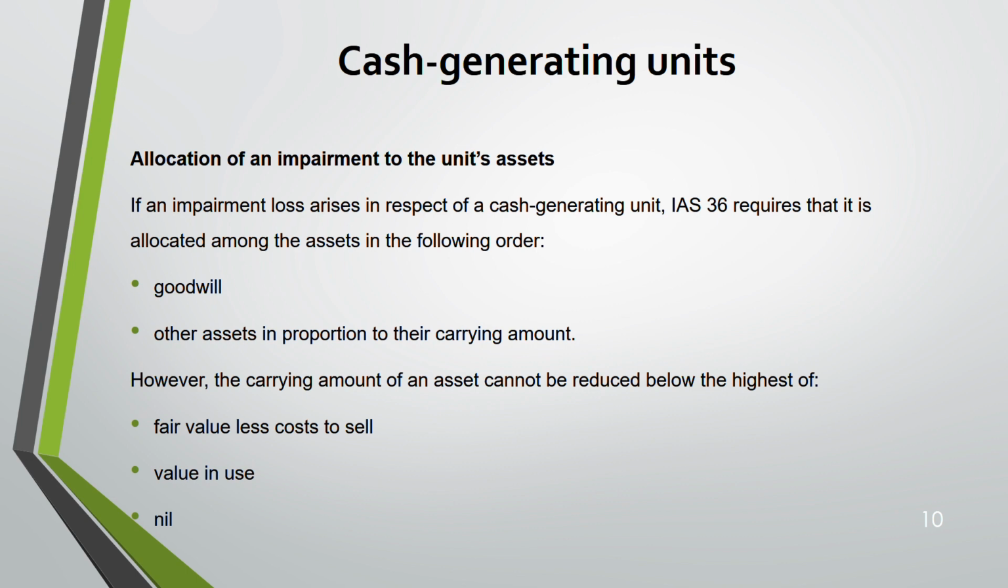That means your carrying amount of an asset cannot be less than nil. It cannot be negative. It cannot be reduced below the highest of. You have to see out of these three which is the highest, and you can only reduce up to that amount, the carrying amount of an asset. Now we'll be doing a question on this before we move on to the reversal of impairment loss.